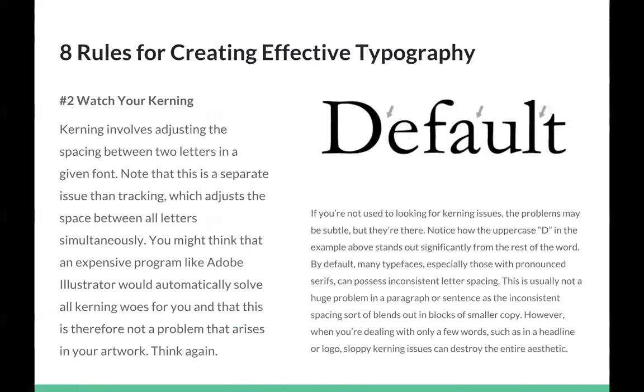Just adjusting the tracking all at once, you know, you can do it, but it's not the correct way to do it, especially if you're changing the spacing in a headline or just one word. You would definitely want to do kerning. If you need to change the spacing in an entire paragraph, tracking will work. But, you know, the correct way to do it is definitely with kerning.